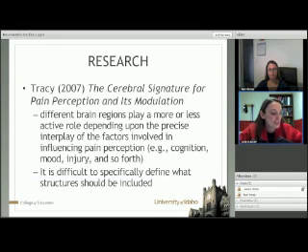Also, Tracy noted that it was difficult to specifically define what structures should be thought of as included in the pain matrix. So, for the pain matrix to retain its utility, it needs to be viewed not as a standalone entity, but rather as a substrate that is significantly and actively modulated by a variety of brain regions, and its interaction in large part determines the pain experience.